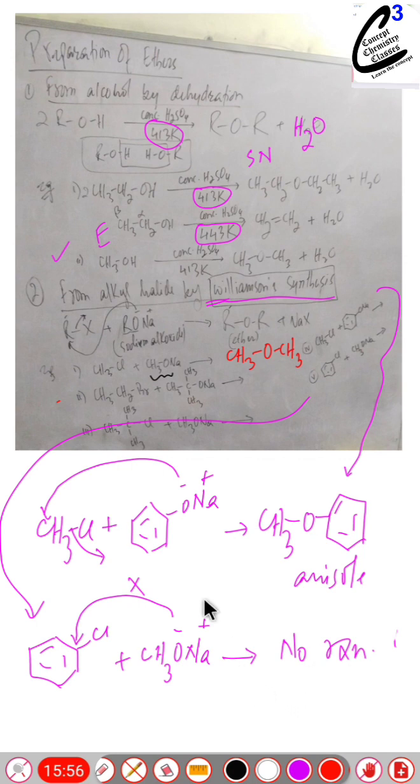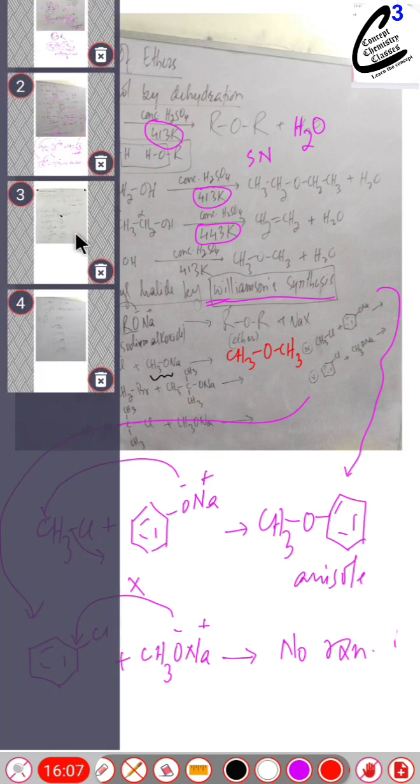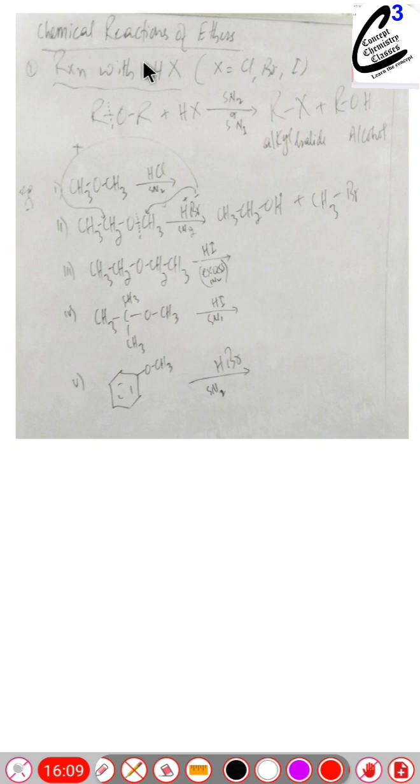Okay, so these are the preparation of ether. Let me move to the next topic, which is the chemical reactions of ether. In chemical reactions of ether, we have two types of reaction. The first one is nucleophilic substitution reaction, and the second one will be electrophilic substitution reaction. The first type is nucleophilic substitution reaction, in which ether is reacted with hydrogen halide. This X can be chlorine, bromine, or iodine.